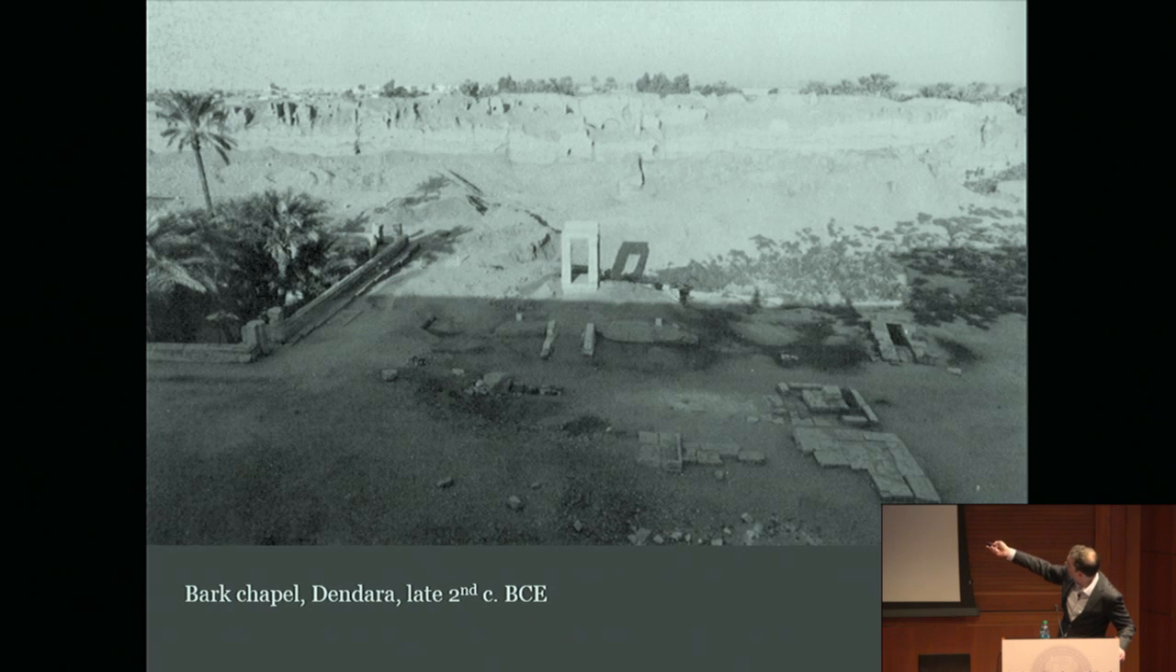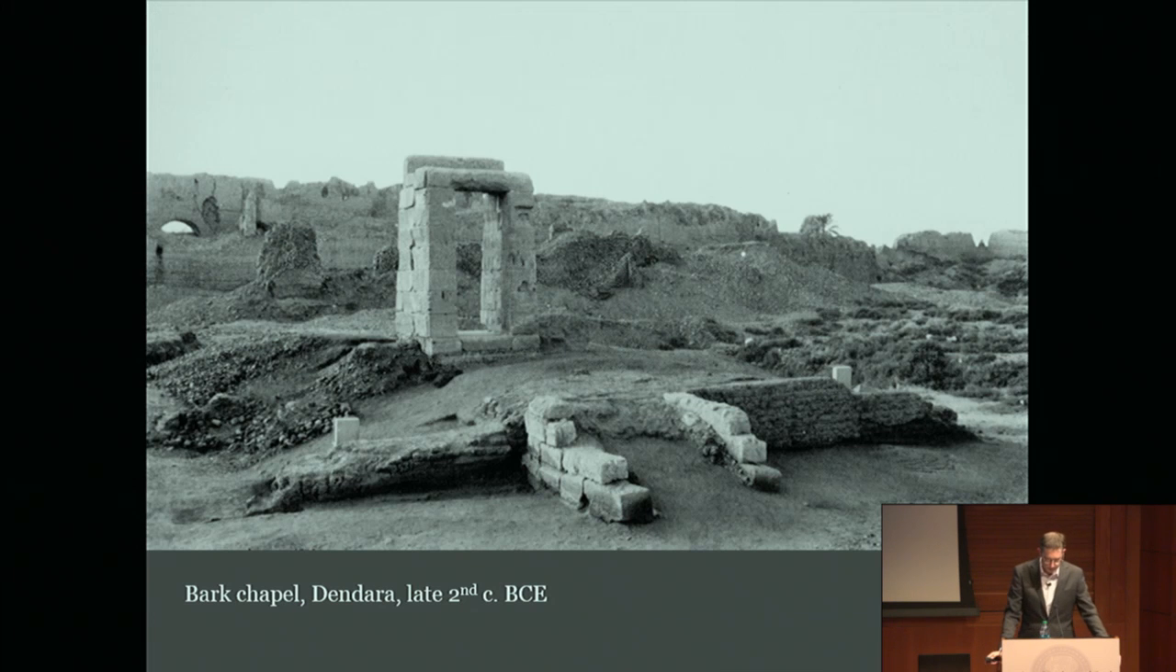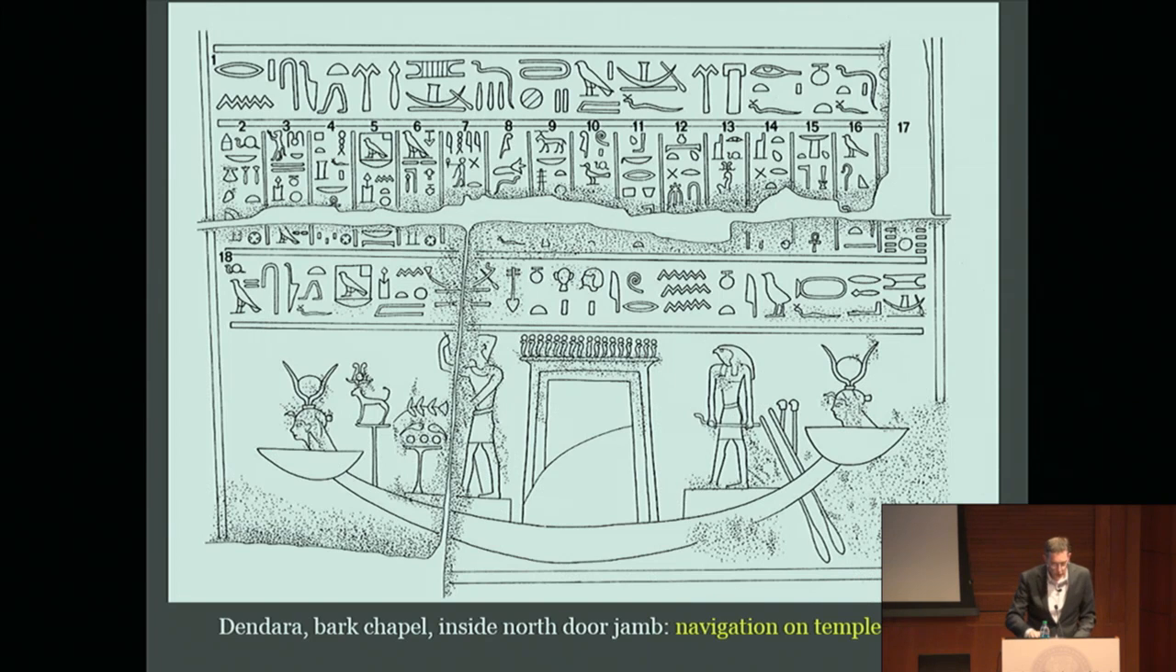And next to it is a small, used to be a small chapel, a small bark sanctuary. Well, inside the door jambs of this chapel are preserved, so here, and also on the other side, two scenes. I only show you one, because they're identical, basically. And they list the deities that participate in the navigation ritual.